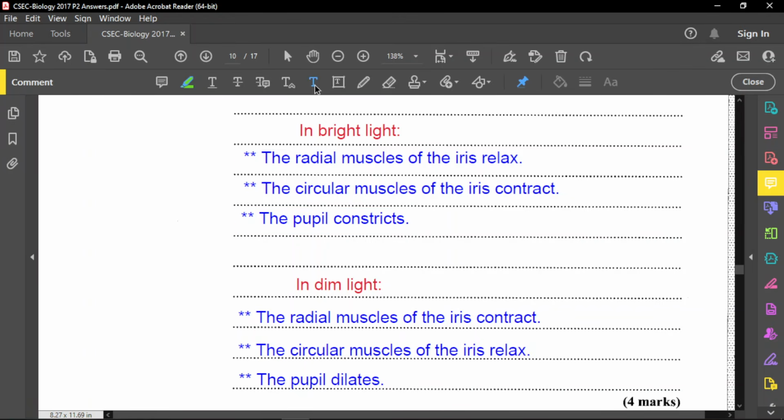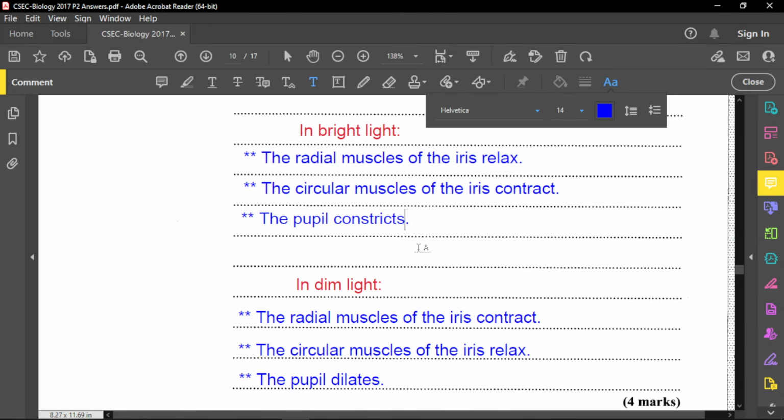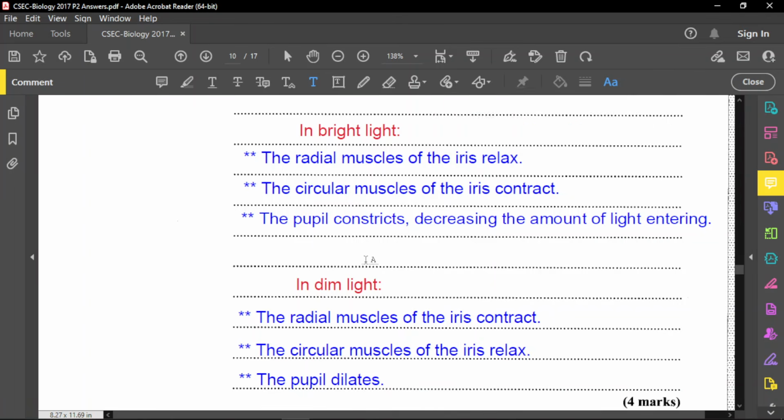Let me just quickly put that on here, because the pupil constricts, decreasing the amount of light entering the eye. As a matter of fact, you can just write that in, right? So let me just put that real quick. I really don't want to spend too much time, because this is a long paper. Decreasing the amount of light entering the eye. All right? All right. So that's that.